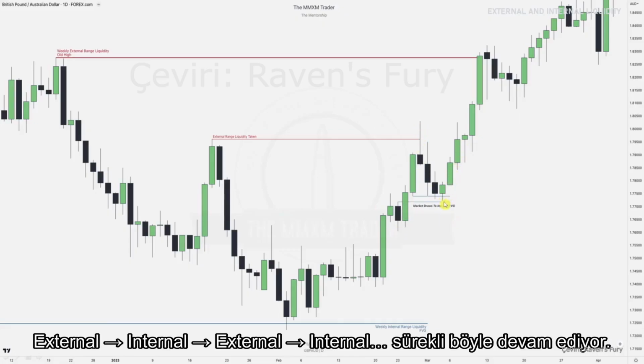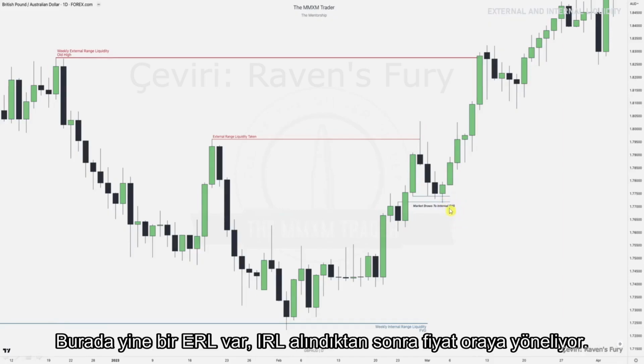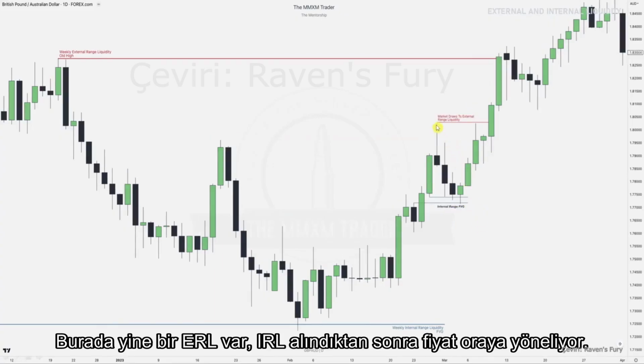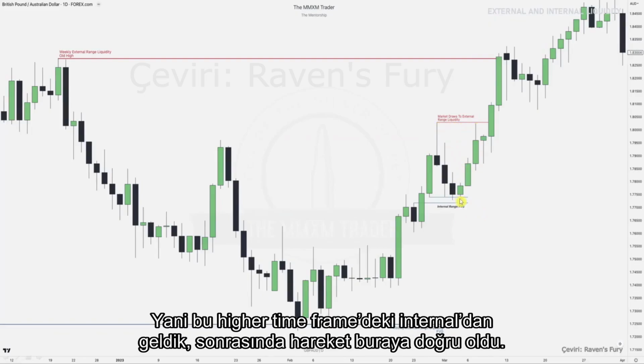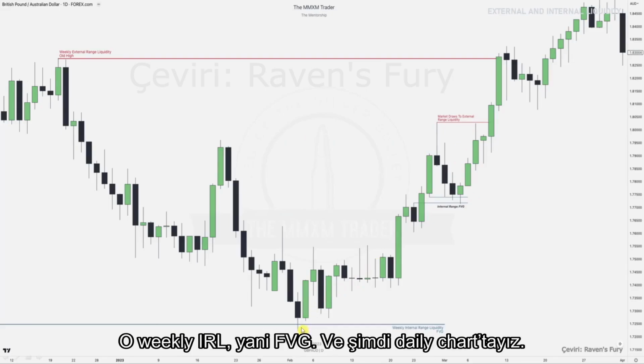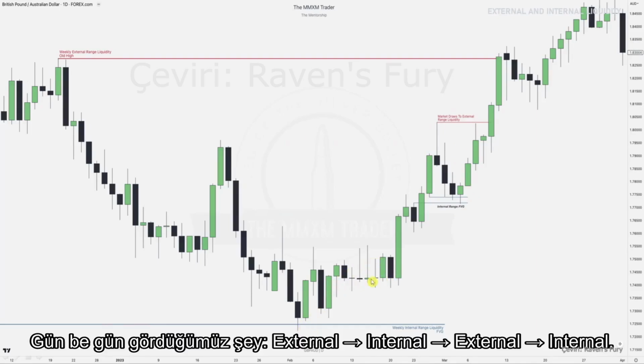Continues up again. Where are we gonna go after we take this internal range? Again, it's on repeat, right? External to internal to external to internal, and it keeps going and going. Again, external range liquidity over here after we take that internal range. So we've gone from this internal on a higher time frame, that weekly internal range liquidity as the fair value gap, and now we're on a daily chart and we can see day after day we're looking for external to internal to external to internal.